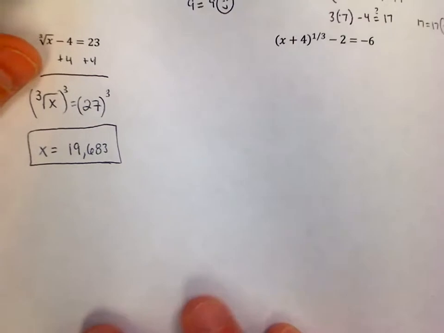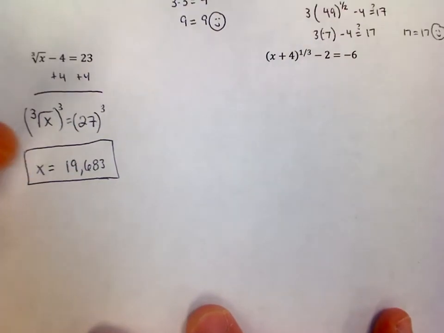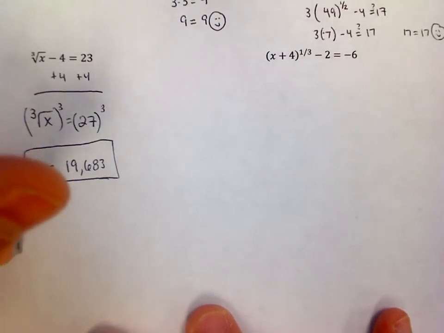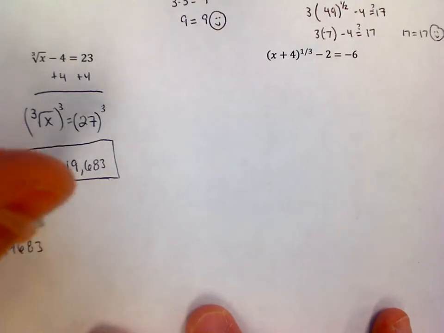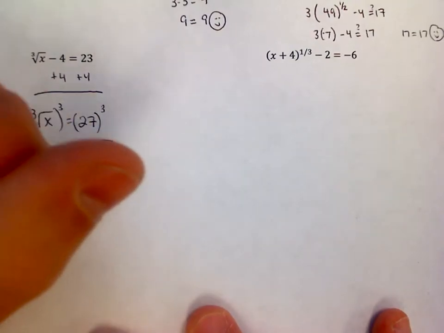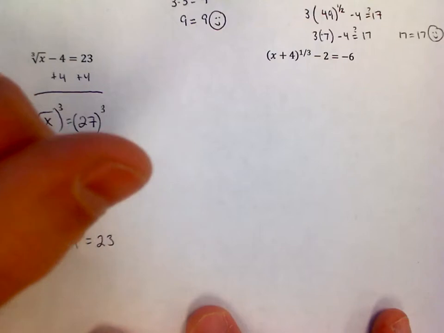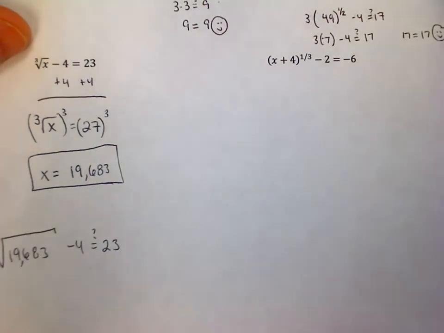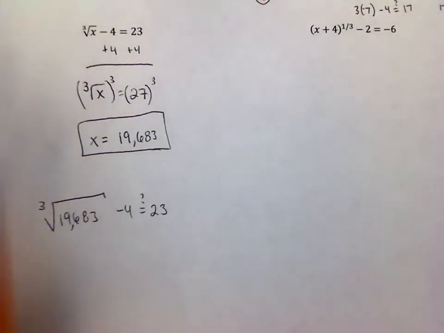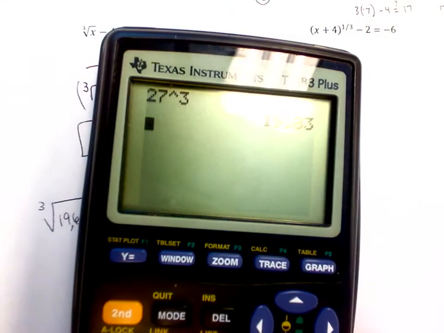Let's go through and check our solution, just make sure it works. If I take the cube root of 19,683 and I subtract 4, does that give me 23? Good process, because we're going to find out, like I said, that there will be values that don't work later on. We'll get into that, okay?